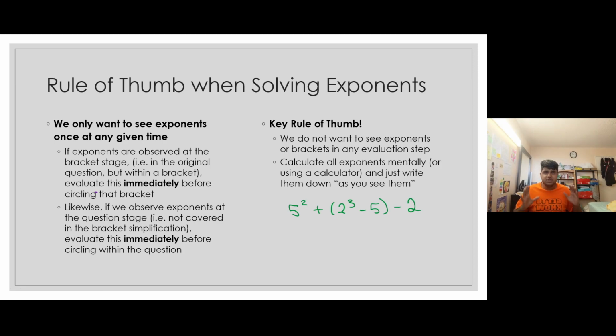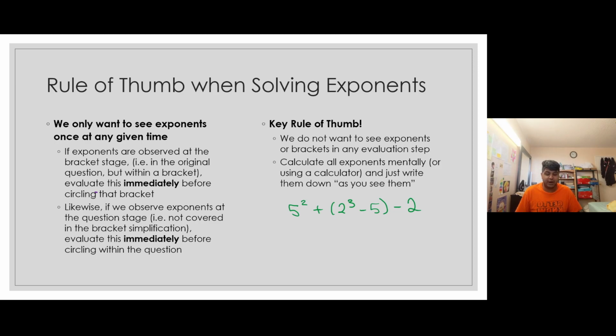Alright, now here is the rule of thumb when solving exponents. This is super, super critical. We only want to see exponents once at any given time. Basically, if there's exponents at the bracket stage, so in the original question, but within a bracket, you evaluate this right before you actually circle within the bracket. So you do this very first, and you get it out of the way. If you have exponents at the Q step, so not covered by this bracket simplification, you want to evaluate immediately, again, before circling at that Q step.